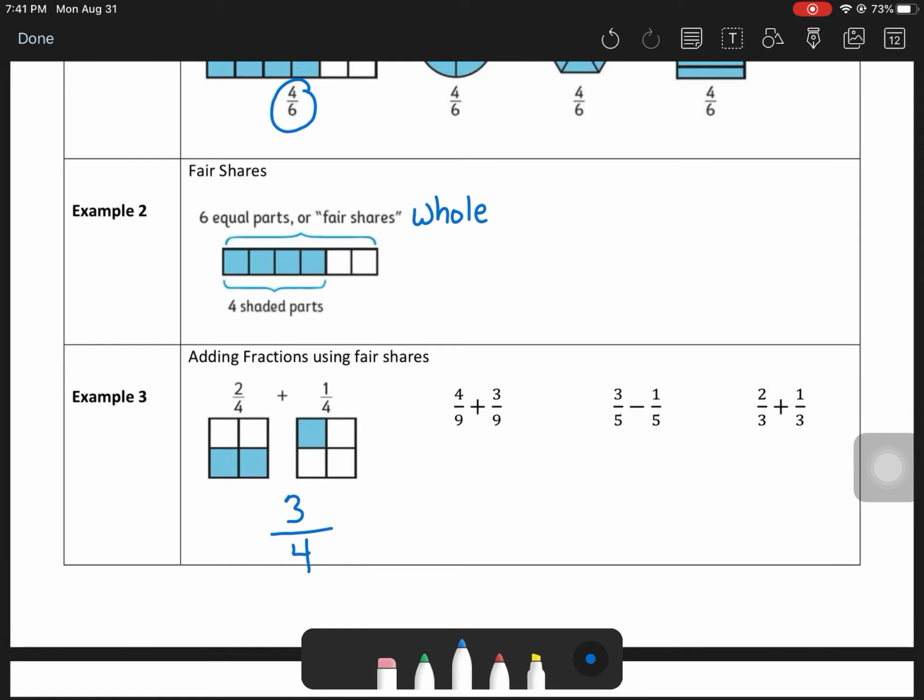In the next one, 4 plus 3 is 7. We add the numerators, but the denominator stays the same. In the next one, we subtract 3 minus 1, which is 2, but the denominator, the fair shares or the whole, stays the same. In the next one, we add the numerators together. The denominator stays the same. And if you remember, 3 over 3, 3 parts over the whole, would equal 1.